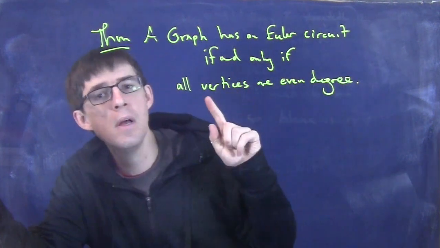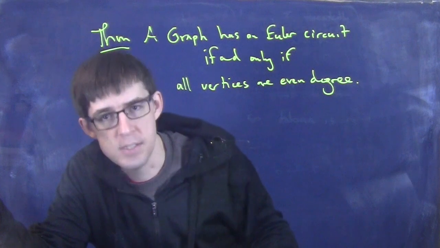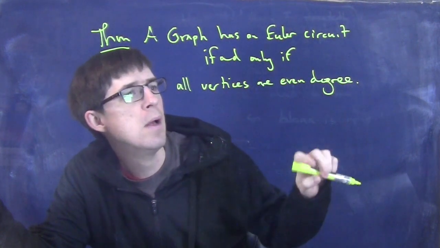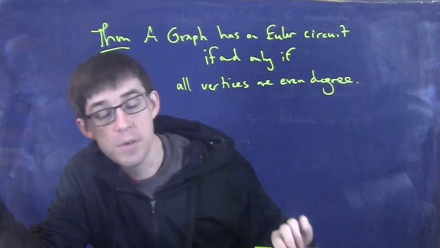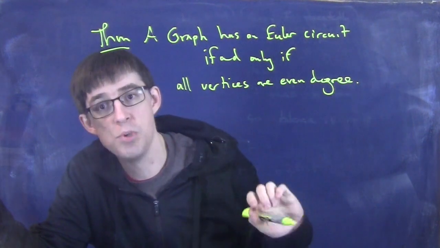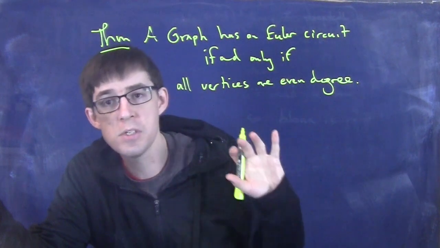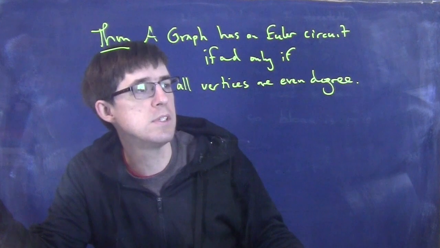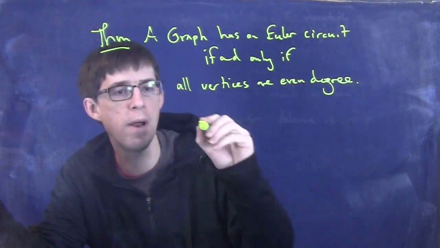And the theorem says such a thing exists. It is possible to make a circuit which uses every edge one time, if and only if all vertices have even degree. This is a very easy condition to check. So you can just look at any graph and tell immediately if all vertices have even degree. I'm just going to write up a bunch of examples.